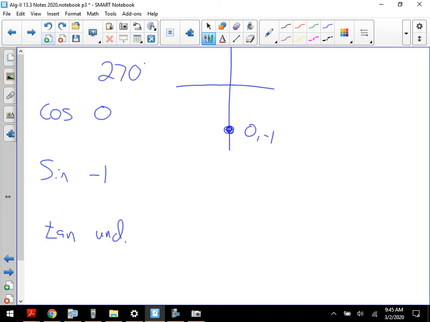Okay? Reciprocal functions. Secant at 270. What's the reciprocal of 0? Undefined. What's the reciprocal of -1? -1. It's not opposite reciprocal. It's just reciprocal. And what's the reciprocal of undefined? 0.